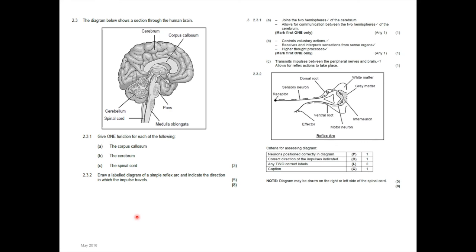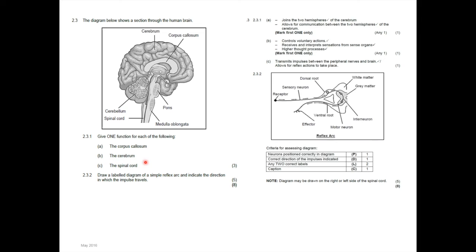Right, 2.3. The diagram below shows a section through the human brain. 2.3.1. Give one function for each of the following. A, the corpus callosum. The corpus callosum, we know, joins the 2 hemispheres of the cerebrum and allows for communication between the 2 hemispheres. It's only for 1 mark, so any one answer.